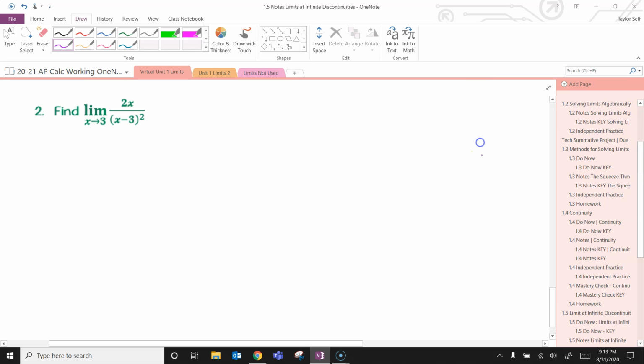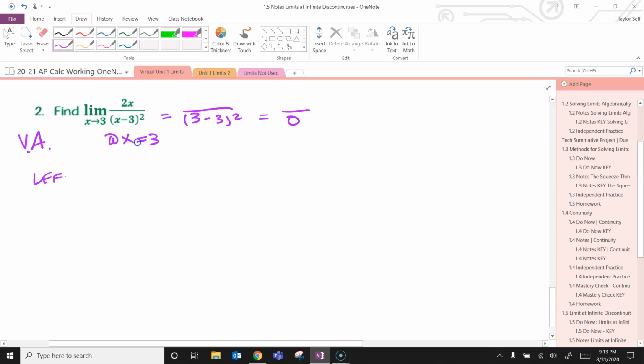So find this limit. We know that there's a problem at x equals 3. How do we know that? Because if we plug in 3, we get 3 minus 3 on the bottom, which gives us 0 on the bottom, and we're not allowed to divide by 0. So we do have a vertical asymptote. Now let's actually find these limits from the left and right.